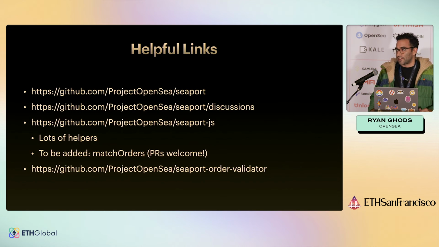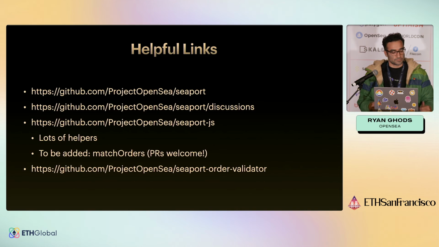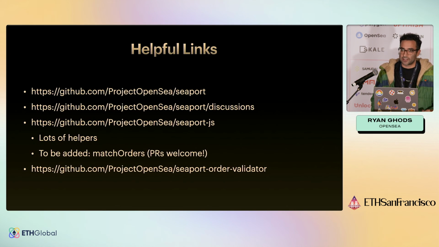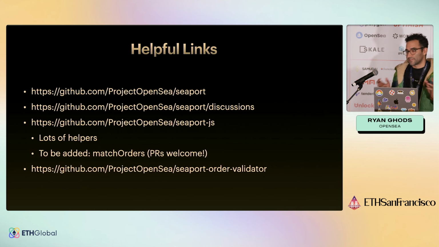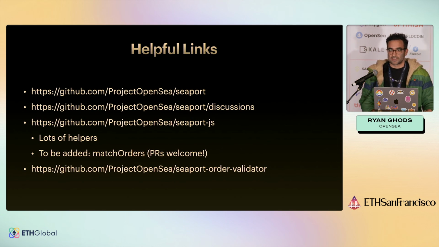Seaport.js is also a great accessory utility library. It has a lot of helpers. If you're working in Node or JavaScript, it has a lot of things already built out, like deriving order hashes and other helpful utilities. And there's a Seaport order validator as well. It's an on-chain contract that you can call out to that does almost 50 to 60 on-chain validations for balances and approvals that we recommend checking out. It's pretty cool.